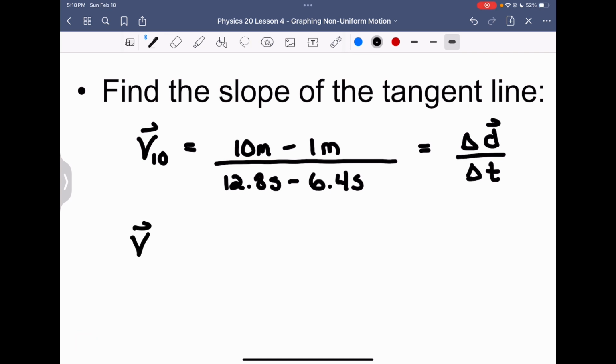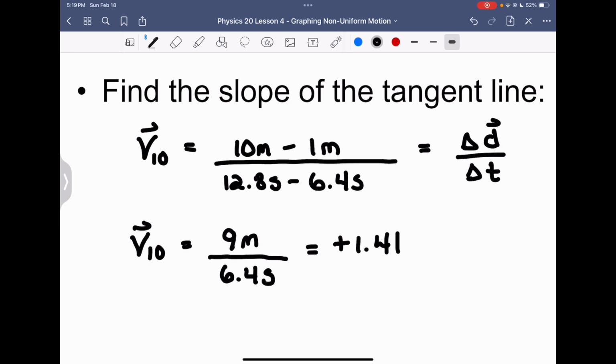So I'm going to get velocity at 10 seconds is equal to 9 meters divided by what this breaks down to in the denominator. Well, 12 minus 6 is 6. 8 minus 4 is going to be 4. So we end up getting that this is actually 6.4 seconds. Now, before we move past this, I'm just going to type this into the calculator just to get an exact figure, because this is probably going to work out to some sort of decimal. So we get 9 divided by 6.4. This is going to give us a velocity of positive 1.4. And if we wanted to round it to the nearest hundredth, we could put this to 1.41, and this is going to be meters per second.